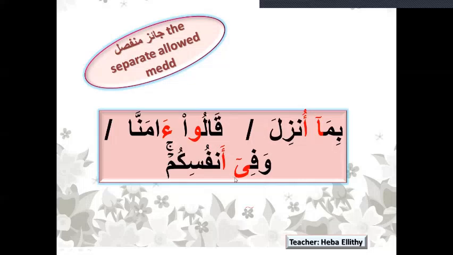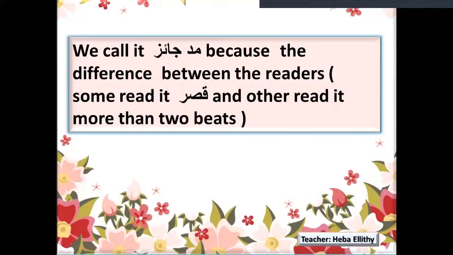وفي أنفسكم. So the first word has a mad letter at the end, and it's followed by hamza in the next word. I am under المد الجائز المنفصل, the separate allowed mad. We call it مد جائز because of the difference between the readers. Some read it قصر. قصر means 2 beats, and the others read it more than 2 beats.